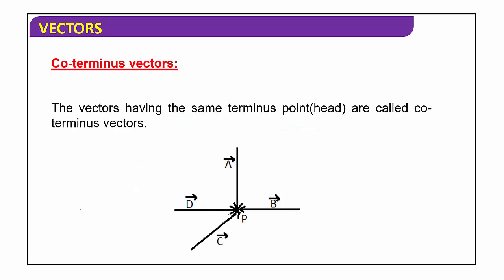The next one, coterminous vector. Terminus means the head of the vector. Coterminous: the vectors having the same terminus point or the same terminus head are called coterminous vectors. Vector A, vector B, vector C and vector D. All the four vectors are going to meet at a single point. At point P they are going to meet. So we are going to call them coterminous vectors.